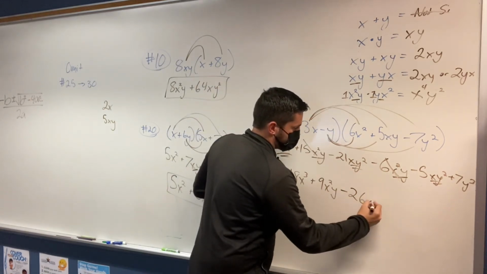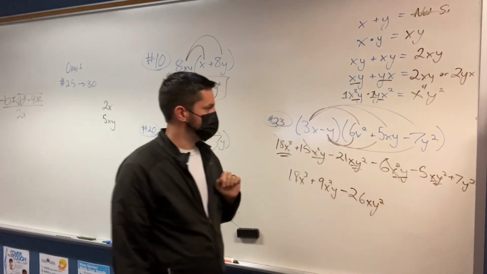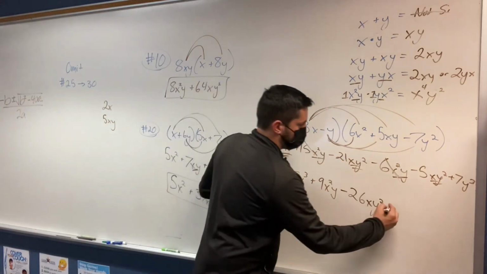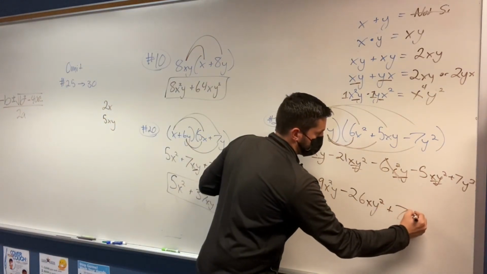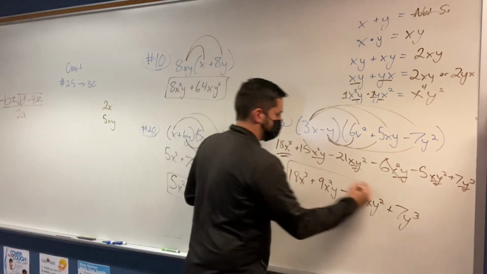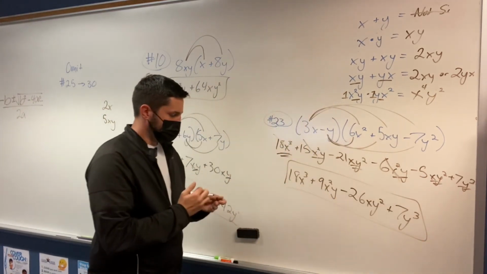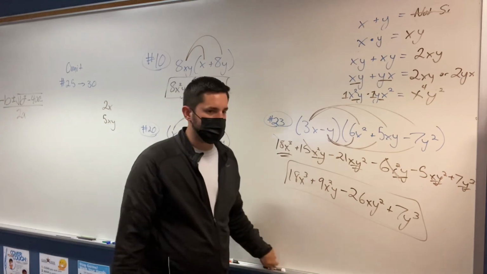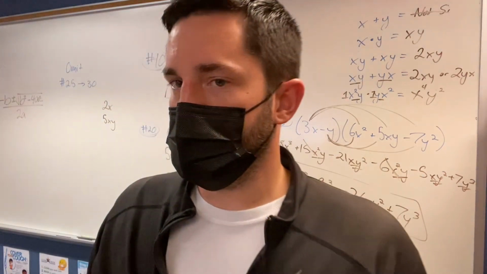And then we have xy squared. Cool. And your final plus 7y cubed all by himself. Okay, and that is your answer. Combine like terms, be careful, organize your variables, and eat your vegetables.